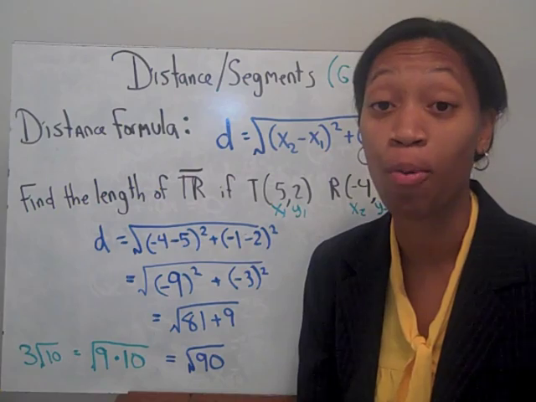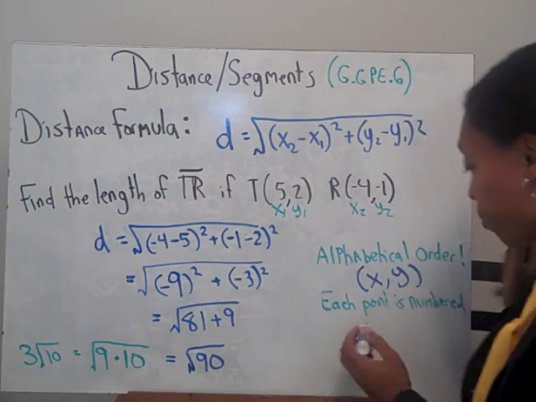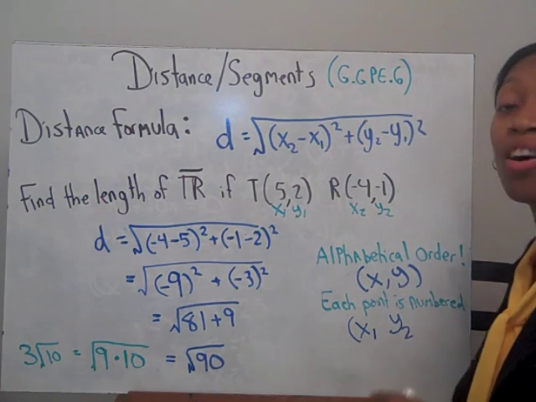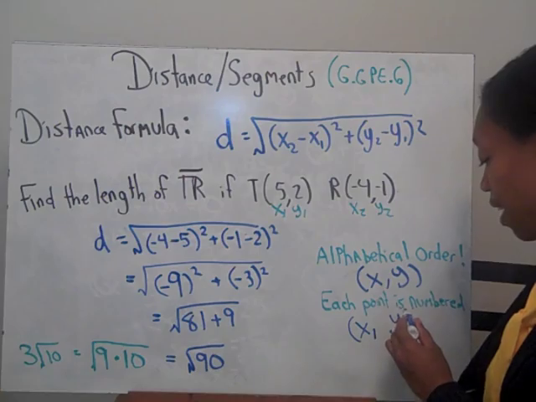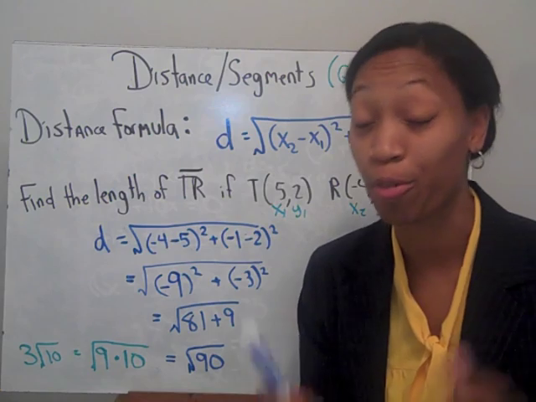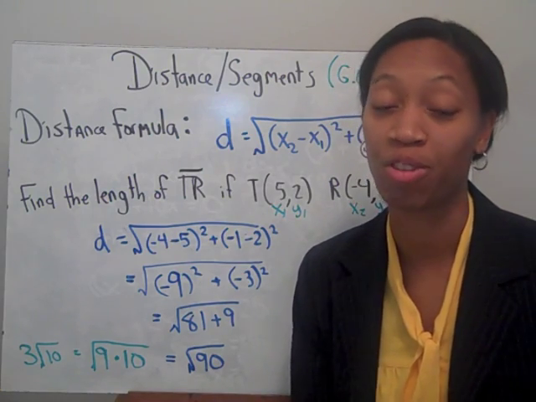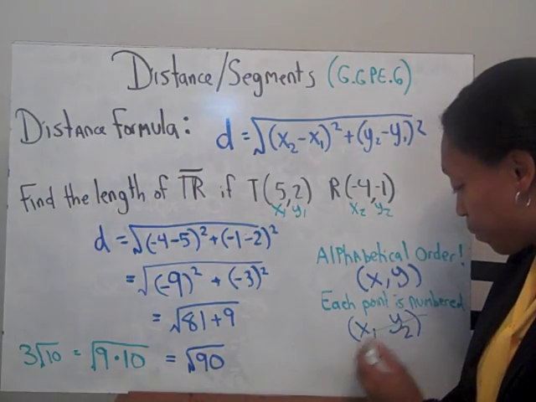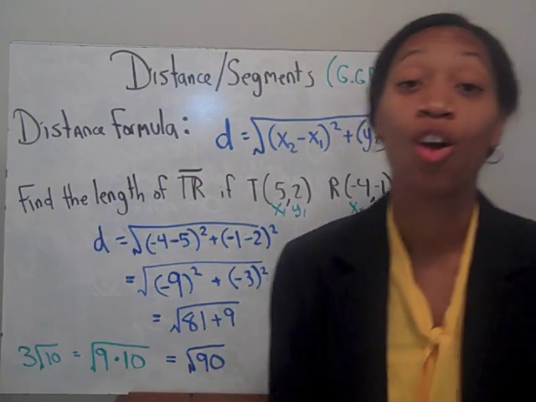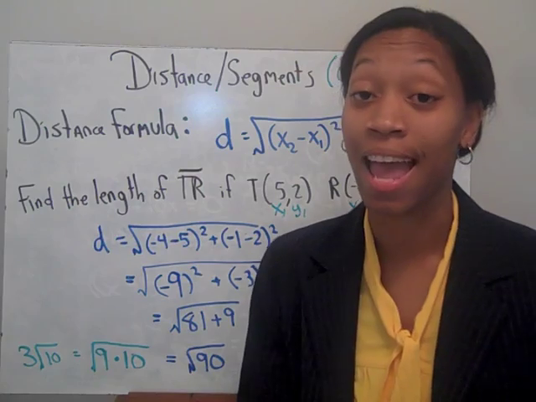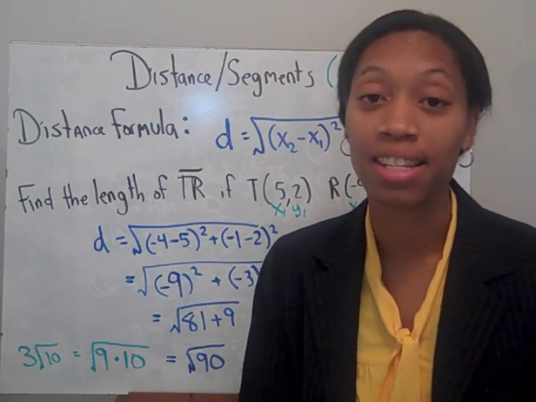You would never have x1 and y2 on the same point. That's not allowed, because that whole point is either the first point or that whole point is the second point. But you wouldn't mix them like that. Alright, so that's the distance formula, you just plug in. Let's look at finding segments.